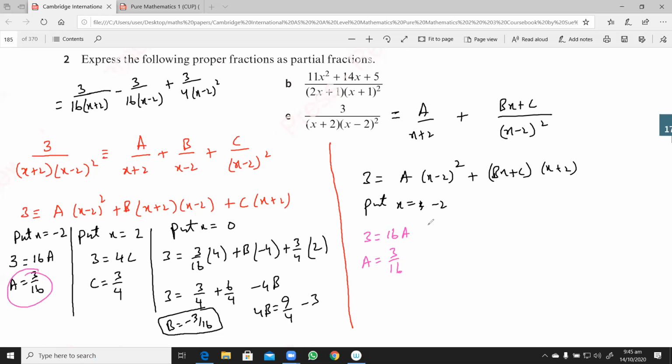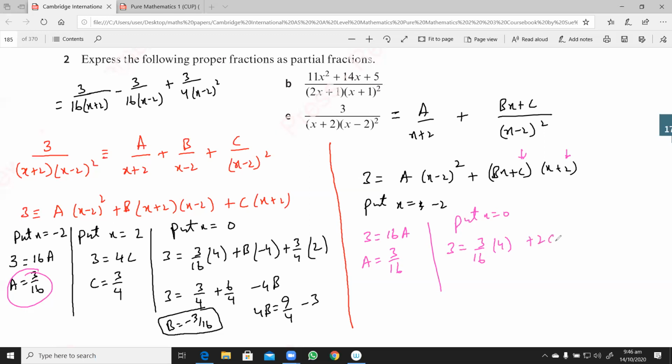Okay. Now I'll be putting x equal to 0. When I put x equal to 0, this b will be eliminated because this is bx. We always do that. b into x, b into 0 is 0. Okay. So this is going to be 3. A is 3 over 16. And here we have 4. And we are left with c from here and 2 from here.